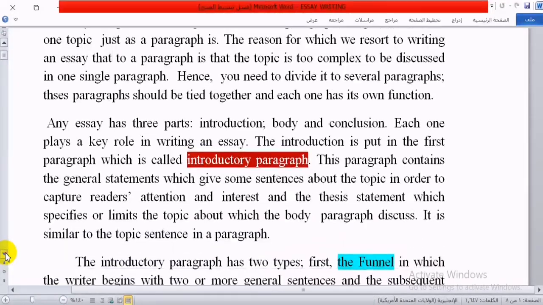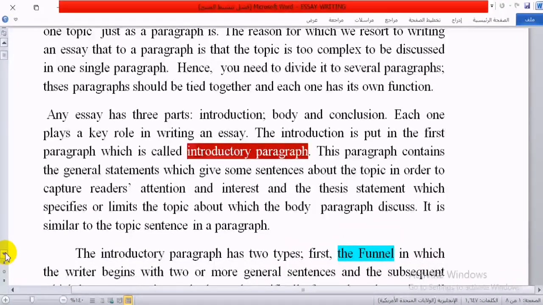Indeed, any essay has three main parts, okay, which are introduction, body, and conclusion. And each one of them has a specific function and plays a key role in writing an essay. Let's get started with the introduction part, which is called the introductory paragraph. Actually, the introductory paragraph has two main sections, which are the general statements and the thesis statement.